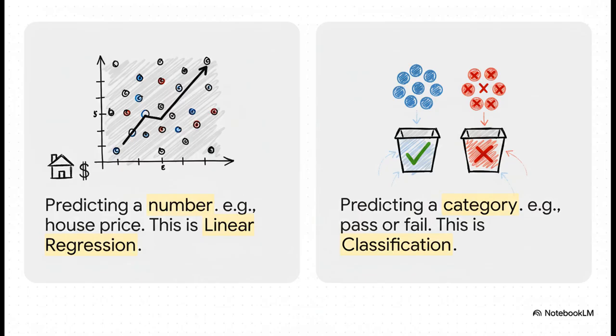So, you might have heard of linear regression, right? That's for predicting a number, like how much will this house cost? But logistic regression is totally different. It's all about predicting a category. It's not answering how much, it's answering which one. Is it spam or not spam? Did the student pass or did they fail?